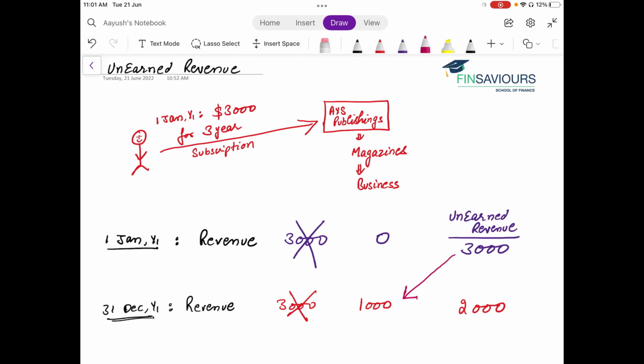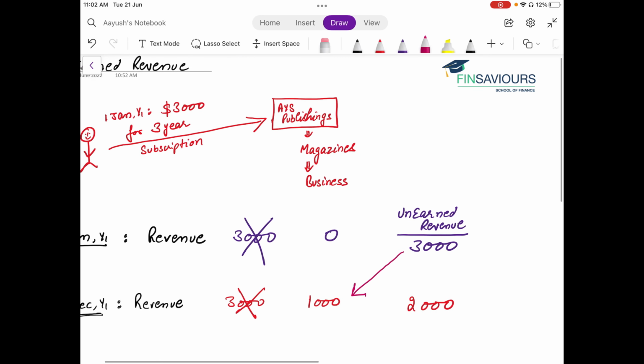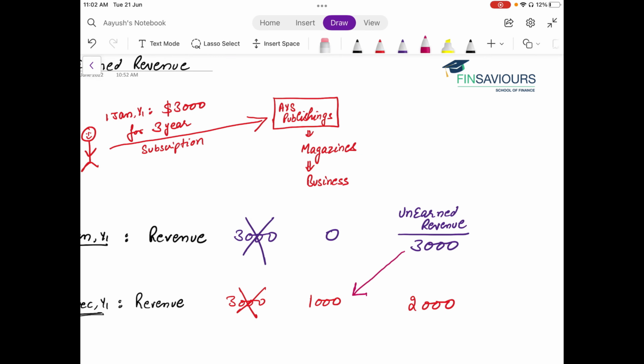Next year, 31st December, year 2, what will be the balance of unearned revenue? Only 1,000 left, right? Because again, 12 months of revenue you will transfer. And this is the concept of unearned revenue, guys. All right. So unearned revenue, yes, you will have to take in your balance sheet. I hope you have understood that by now.